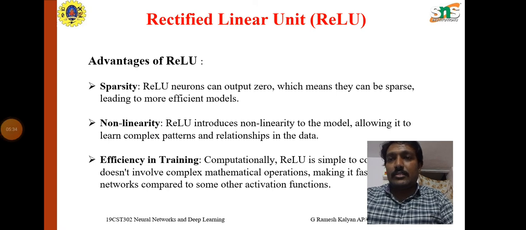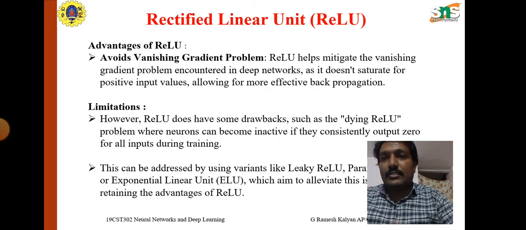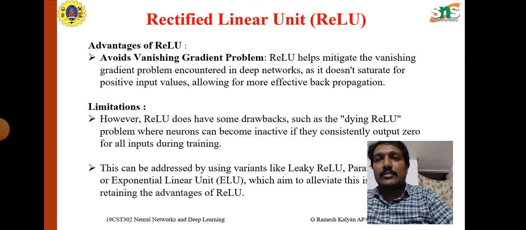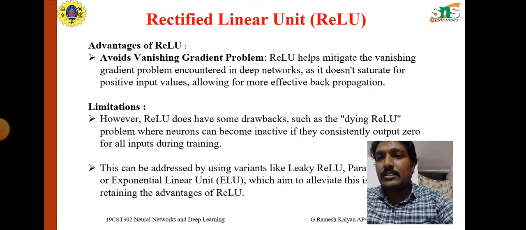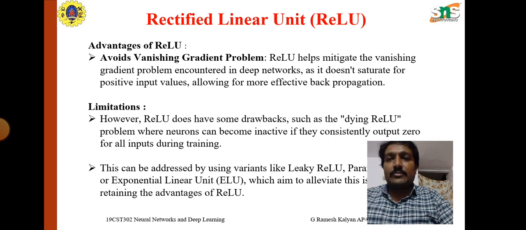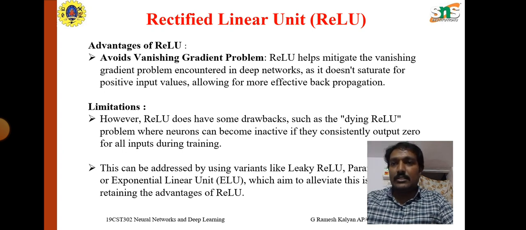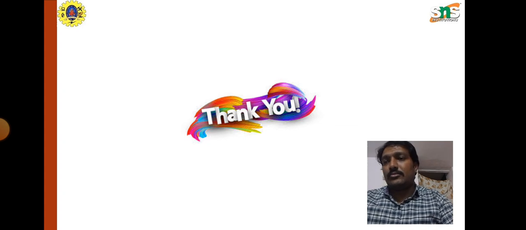We saw the advantages, that is sparsity, non-linearity, and efficiency in training. The main advantage of rectified linear unit is that it avoids the vanishing gradient problem, and the drawback is the dying ReLU, as neurons become inactive if they consistently output 0 for all the inputs during the training of neural networks. This is the rectified linear unit.